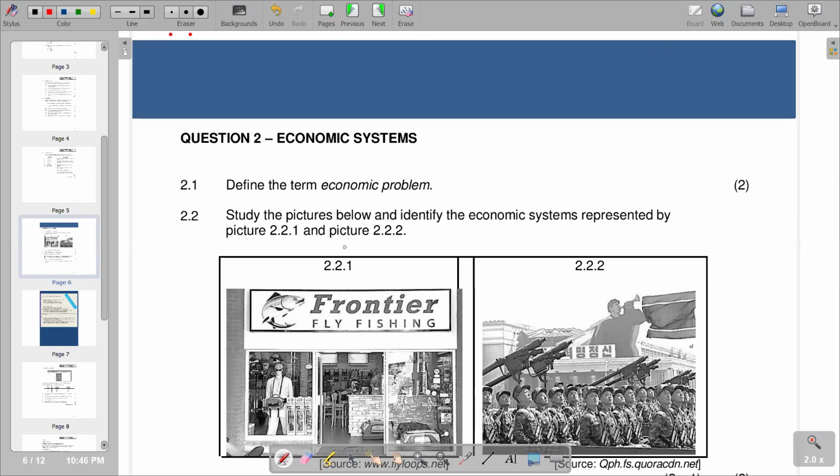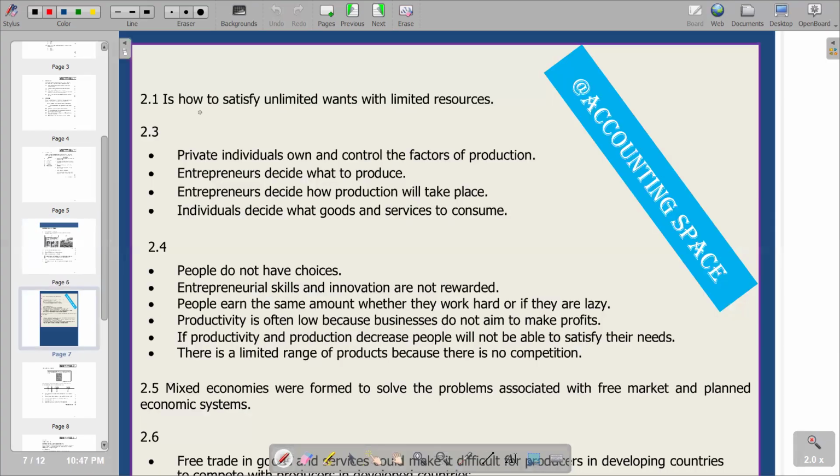In this video, we want to look at economic systems, and we are going to look at a typical examination question on economic systems. For the first part of the question, it is: define the term economic problem. An economic problem is basically a situation where we have limited resources to satisfy unlimited wants and needs. If you go to our other section, we have that description, saying it is how to satisfy unlimited wants with limited resources. So this becomes the explanation that we have.